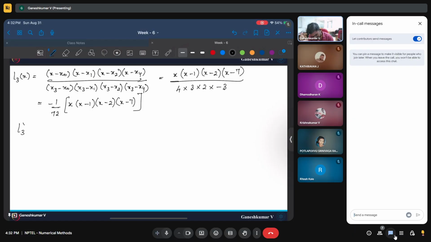Now L3 dash of x, let's differentiate it. That is going to be x minus 1, x minus 2, x minus 7 plus x, x minus 2, x minus 7 plus x, x minus 1, x minus 7 plus x, x minus 1, x minus 2.